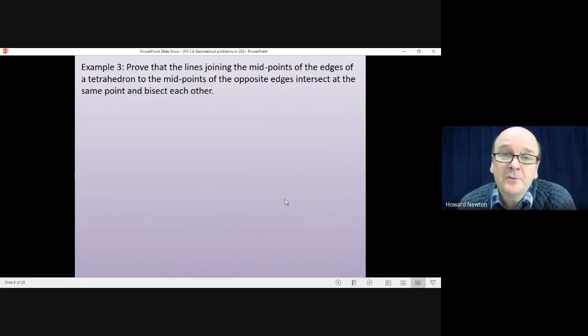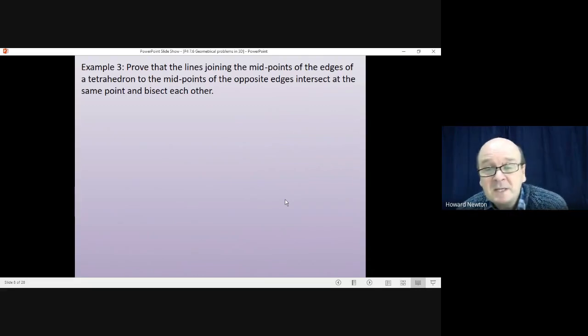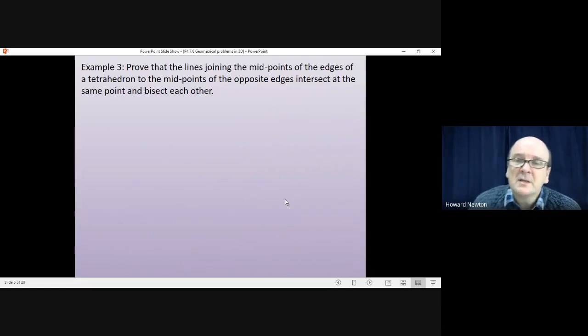Okay, example 3. It's like the examples we were doing in the last lesson in 2 dimensions, but as you'd expect, because it's in 3 dimensions, it is a great deal more confusing and quite a lot more complicated. Example 3. Prove that the lines joining the midpoints of the edges of a tetrahedron to the midpoints of the opposite edges, prove that these lines intersect at the same point and that they bisect each other. They cut each other in half.